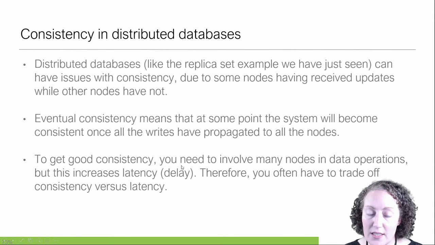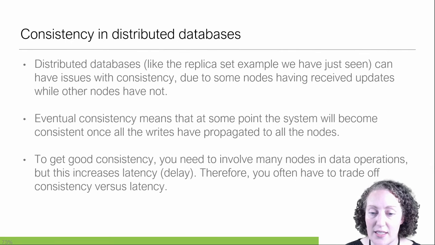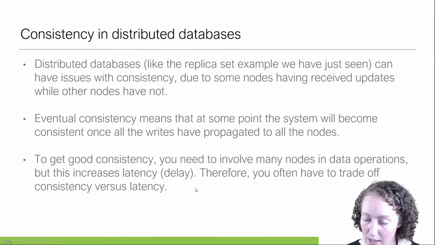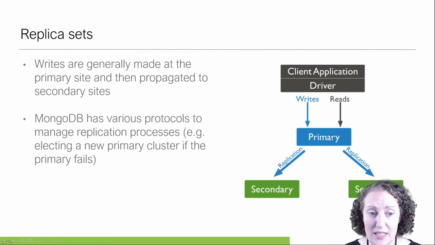To get good consistency, you need to involve many nodes in data operations, but this would increase the amount of delay. So like I said there, if it's a financial application, then it's really important that all the sites have up-to-date information all the time. Then what we would need to do is make sure that as the update is happening here, it happens here and here at the same time. So basically that all three get updated at the same time.